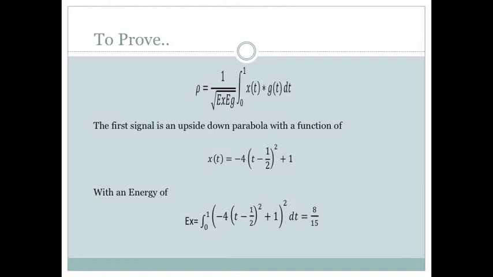First, I set the function x of t. I found the function for the parabola signal, which came out to be negative 4 times (t minus half) squared plus 1. Then I took the integral from 0 to 1 of x of t squared, and that came out to be 8 over 15, which is the energy of x.